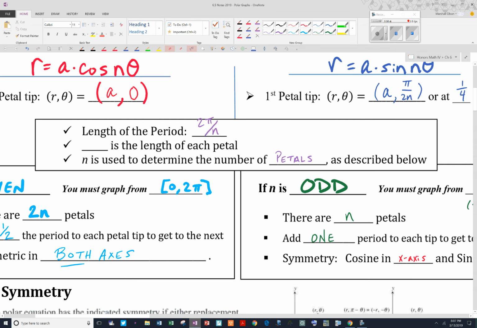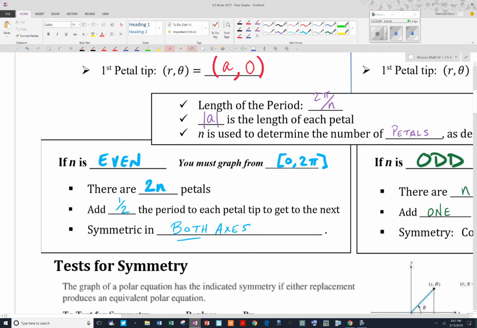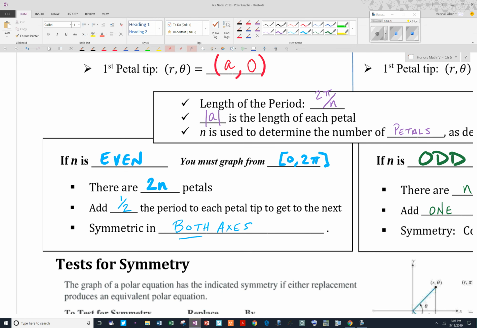So the stuff in this box here is for both sine and cosine. The petal length is A. It's actually the absolute value of A, although we won't be dealing with any negative A values, but the absolute value of A is the petal length. And then N is used to determine the number of petals, as we'll describe down here. If N is even, then you're going to have 2N petals, so double the number of petals. And to get from one petal to the next, we're going to add half the period to each petal tip, and it'll be symmetric in both axes.